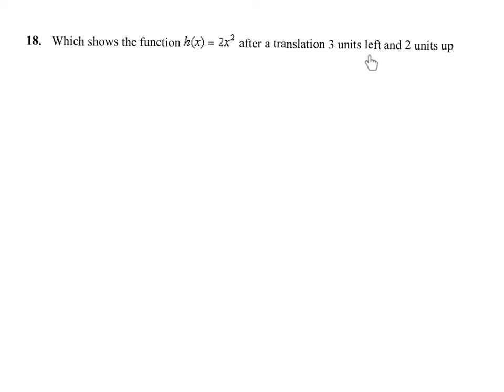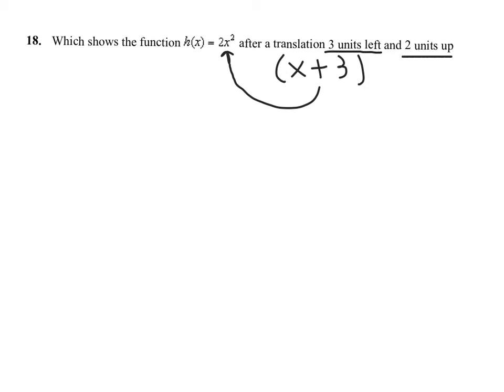That 3 units left, what that means is everywhere you see an x, I need to replace it with an x plus 3. So wherever I see an x in the problem, the x comes out and x plus 3 goes in its place. The reason why it's x plus 3 is because it's 3 units to the left. Whenever we're going to the left, it's actually going to be a plus sign.